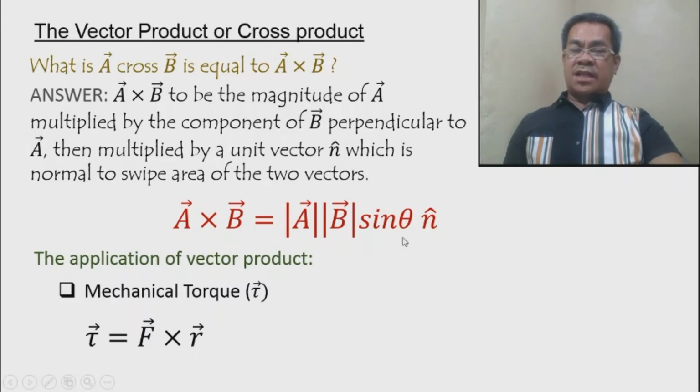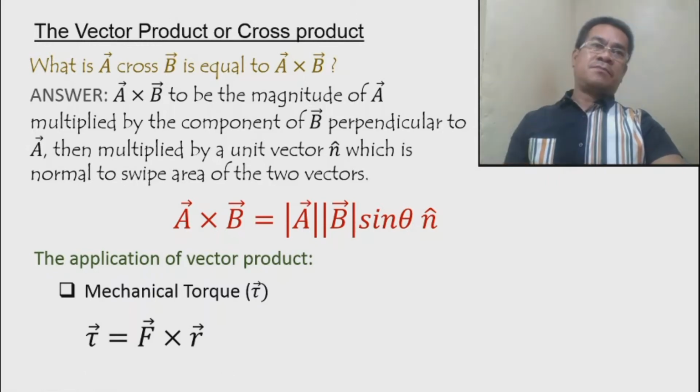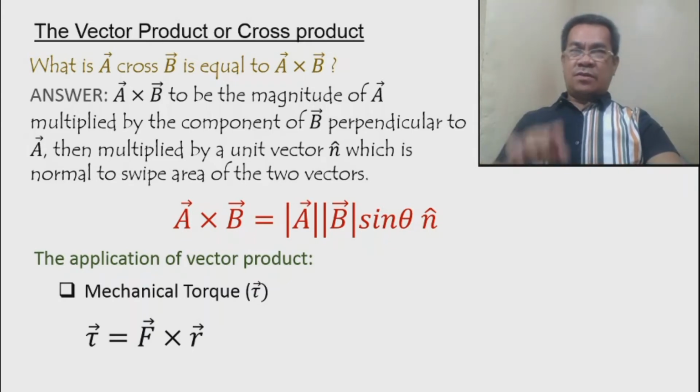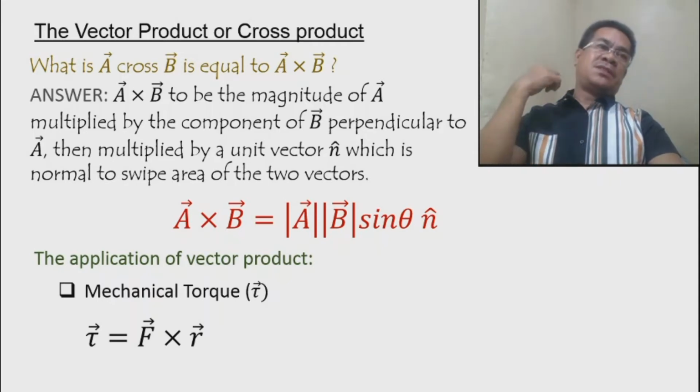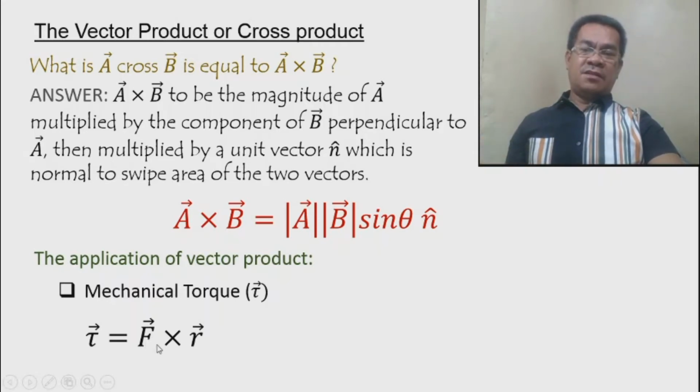So if the angle is 90, what will happen? If the angle is 90, sine of 90 is 1. So therefore, the torque is force times the torque arm. Just like work done in scalar, work done is F dot S, the displacement. So the magnitude of F multiplied by S times cosine. Now, if the two are parallel, then cosine of 0 is 1. So, work is force times displacement. But torque, okay, torque is force cross displacement, or the torque arm.